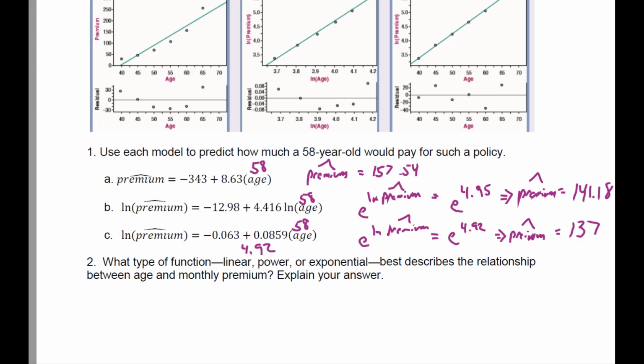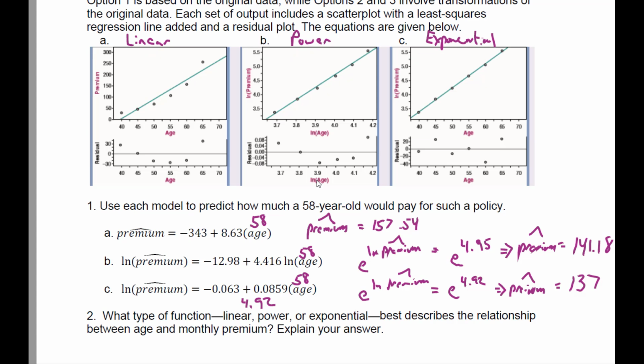Okay. So with this, what type of function, linear, power, or exponential, best describes the relationship between age and monthly premium? Explain your answer. So with this, apparently the best model, if anything, would be an exponential. Let's look at this overall for our residuals and everything, looking at our linear, power, and exponential.